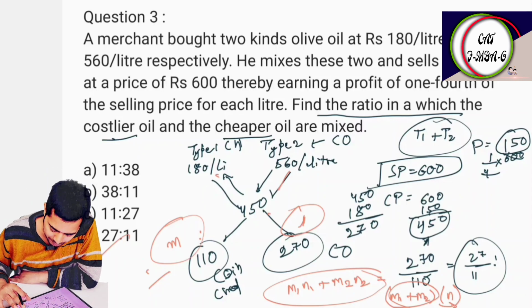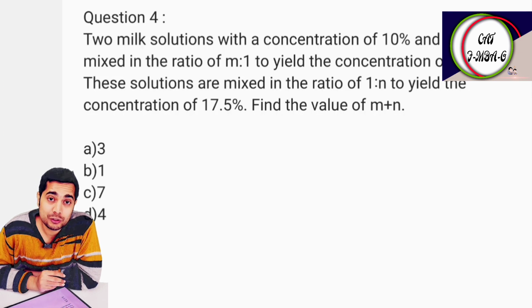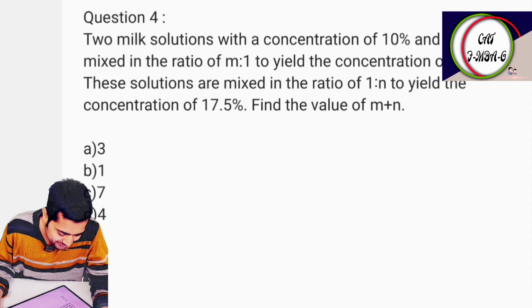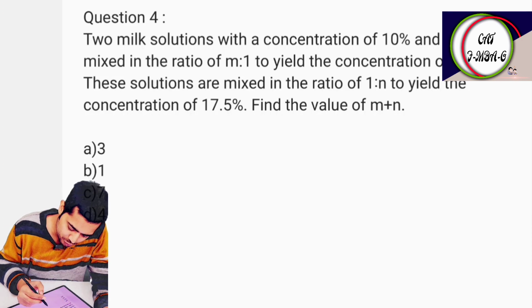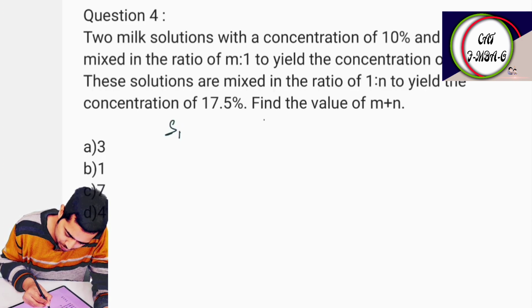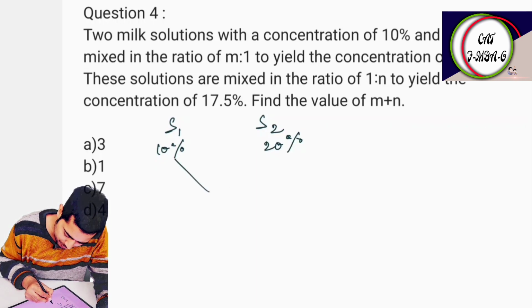Okay, let's move forward. Typical question of milk and water. I don't know why MBA questions are more focused on milk and water. Maybe it's an Indian exam, so everyone is focusing on the milk person not cheating us or anything like that. Okay, so fun apart, let's see how we are going to solve this question. Two milk solutions, solution 1, solution 2, 10% concentration, 20% concentration, perfect, nothing different, to yield a concentration of 12%.